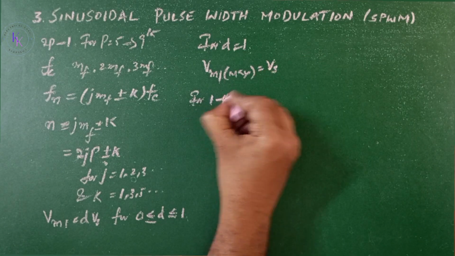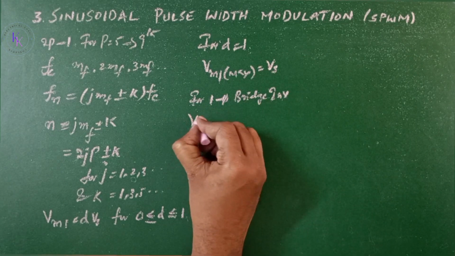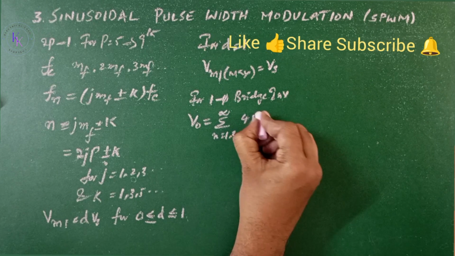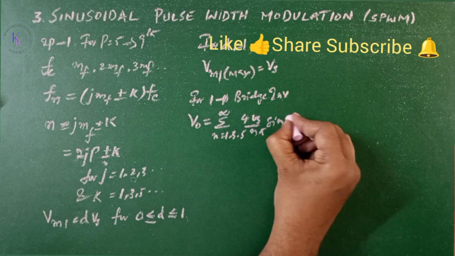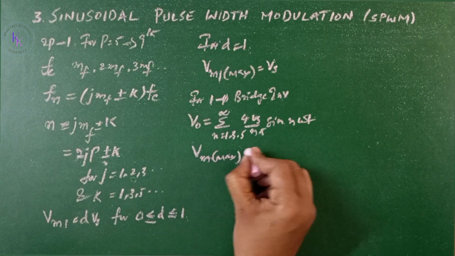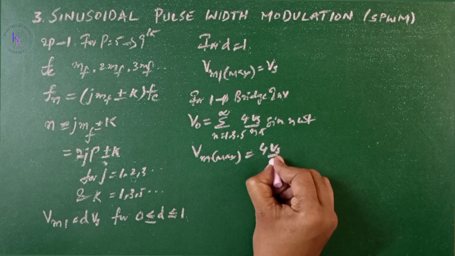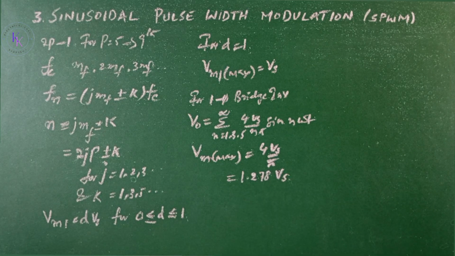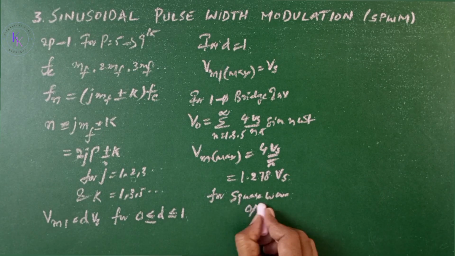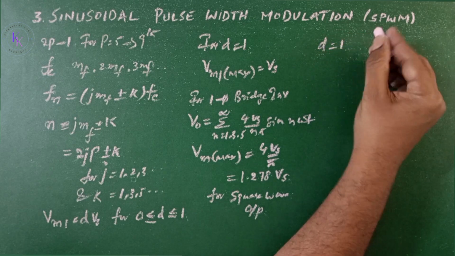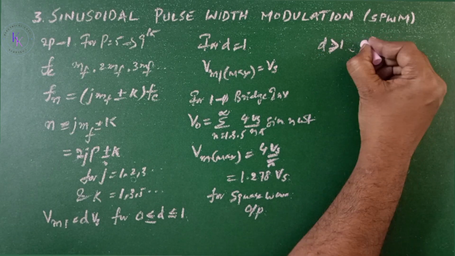But for a single phase bridge inverter, V0 equals the sum over n = 1, 3, 5 to infinity of 4Vs by n pi sine n omega t, from which Vm1 max should be 4Vs by pi, which equals 1.278 Vs. This is for square wave output. In order to increase the fundamental output voltage, d must be increased beyond 1. The operation beyond d equals 1 is called over modulation.